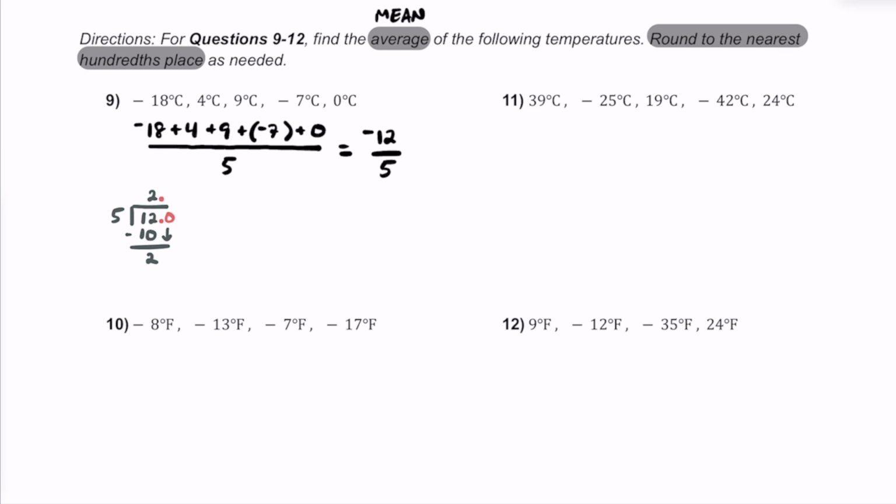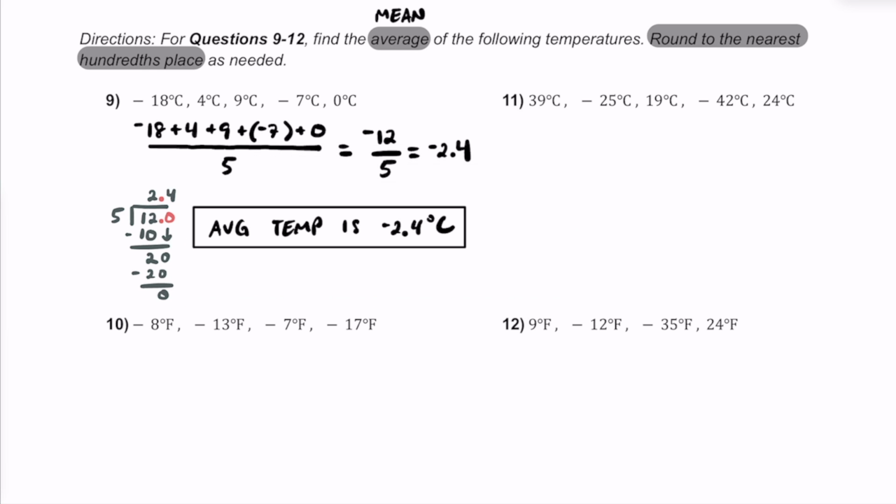And if we go ahead and bring down the 0 here and repeat the process, 5 into 20 is going to be 4. So 4 times 5 is 20. So we can see that 5 goes into 12 2.4 times here. All right. So if we go ahead and write what's the average temperature, if we go ahead and calculate this, it's going to be negative 2.4, just because we had a negative divided by a positive. And so going ahead and just summarizing this, we can say the average temperature here would be negative 2.4 degrees between these 5 temperatures. All right, number 10, let's go ahead and just follow the same process.